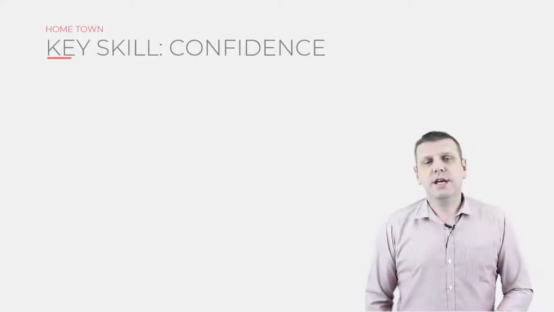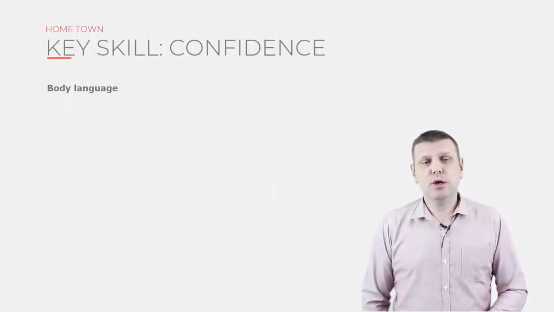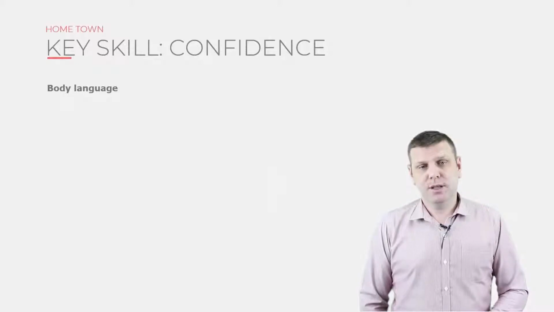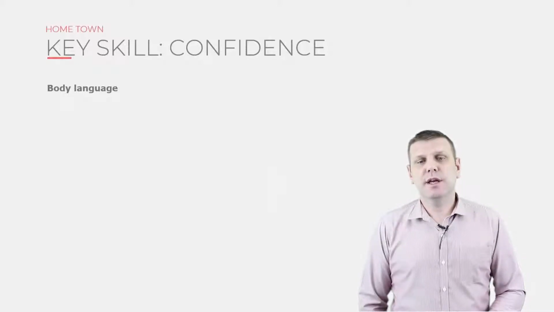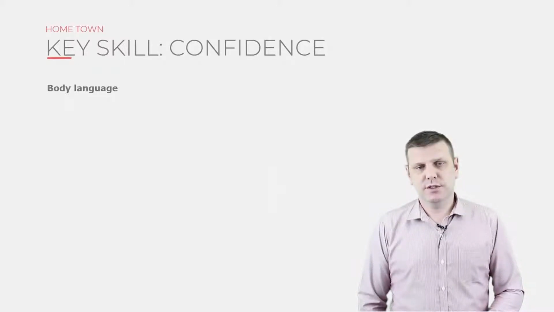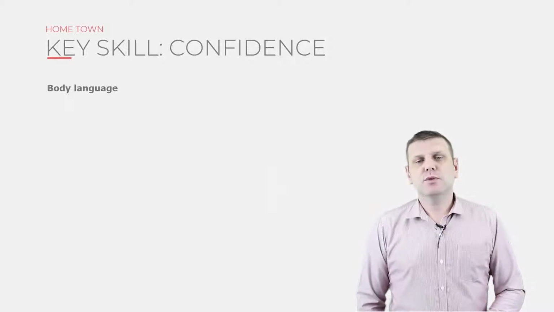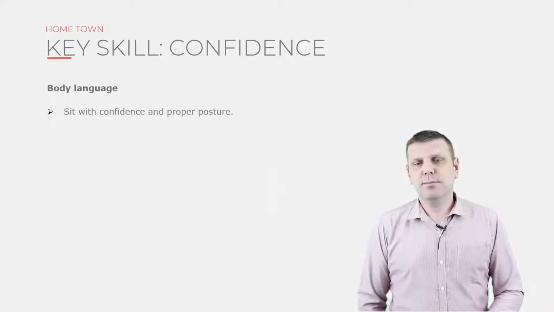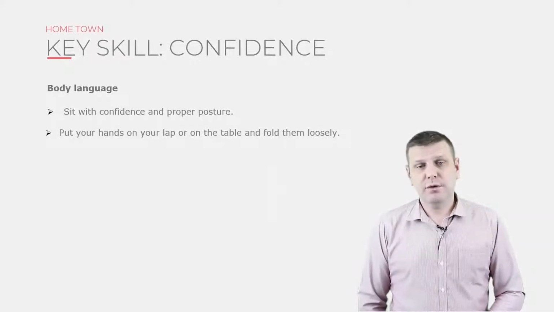Along with eye contact, confidence can also be seen in your posture or body position. How you sit in front of the examiner is an important body language. As much as possible, sit with confidence and proper posture. You must keep your head straight, relax your shoulders and keep your feet flat on the floor. Put your hands on your lap or on the table and fold them loosely.